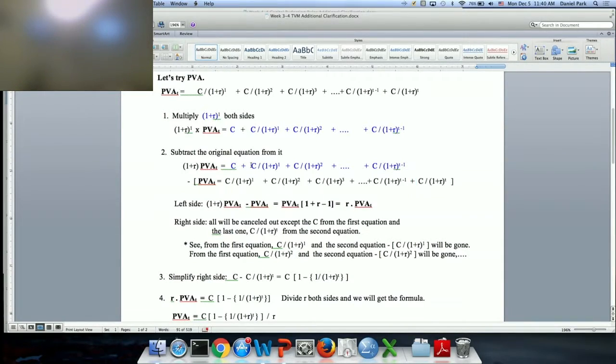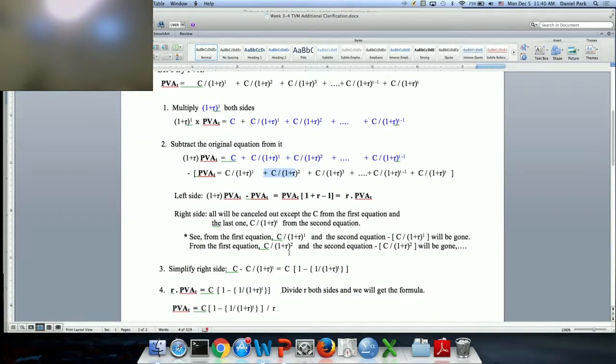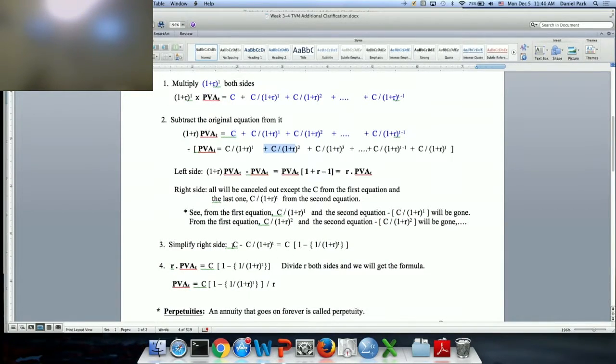Again, C, plus C over 1 plus R power to 1. Minus C over 1 plus R power to 1 will be gone. Plus power to 2, minus power to 2 will be gone. All cancelled out. Then all that remains is C minus the last term, C over 1 plus R power to T, will survive.